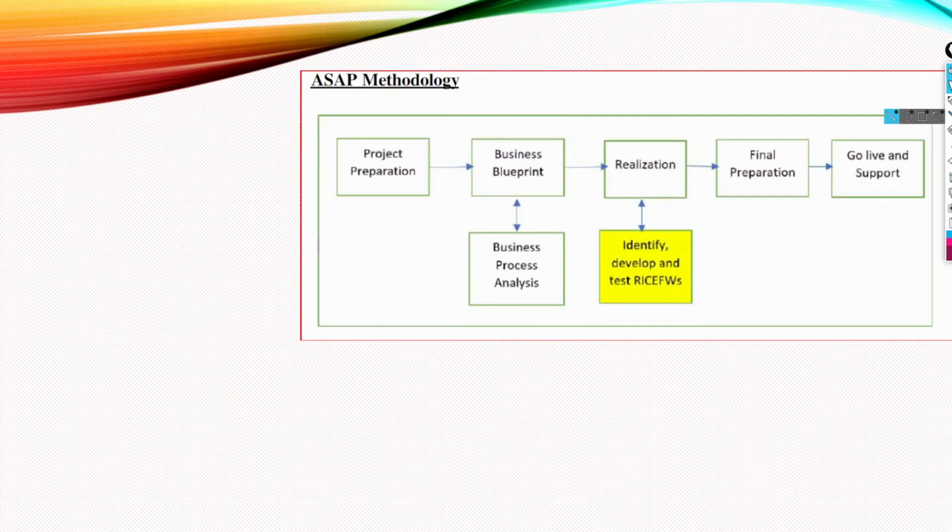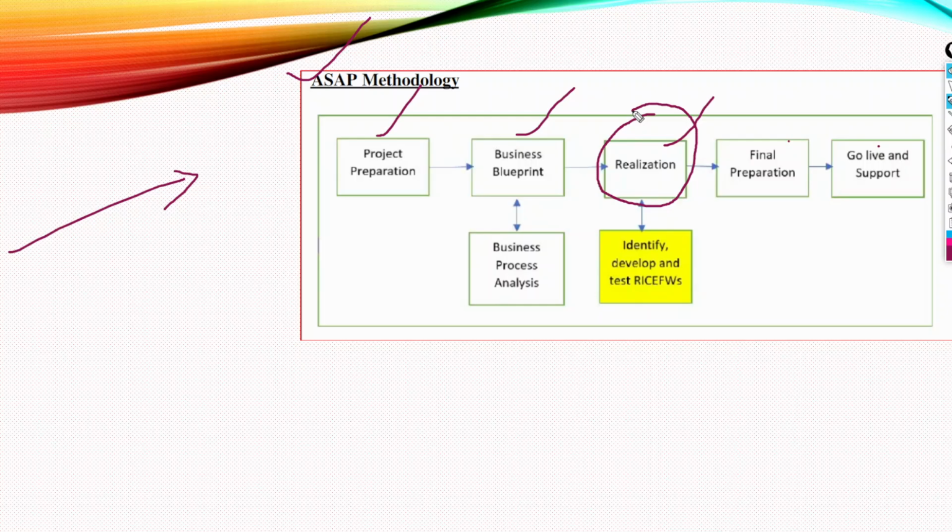Now, we know that whenever we implement, when you follow ASAP methodology, we have 5 stages: project preparation, business blueprint, realization, final preparation, go live and support. Usually we do configurations from the realization phase. So whenever we are trying to translate the business process from the legacy system to the SAP system, and if we cannot find the standard functionality by which we can achieve this, then we get into the RICEF concept.